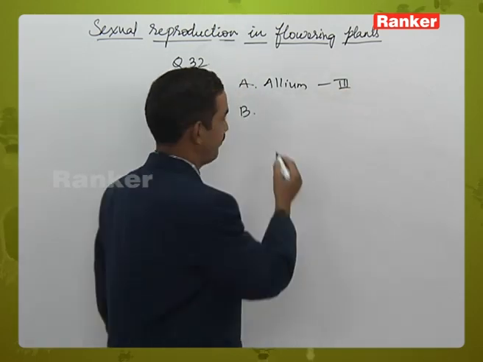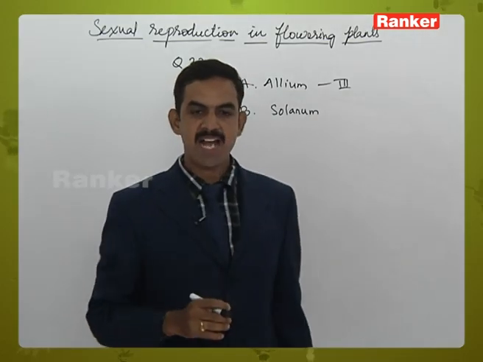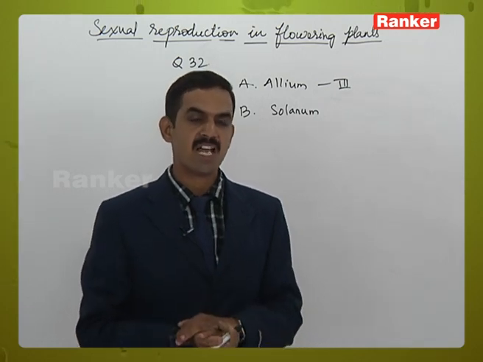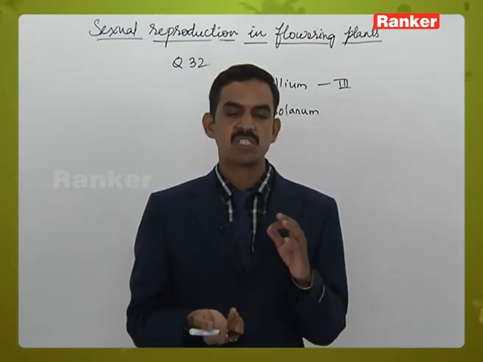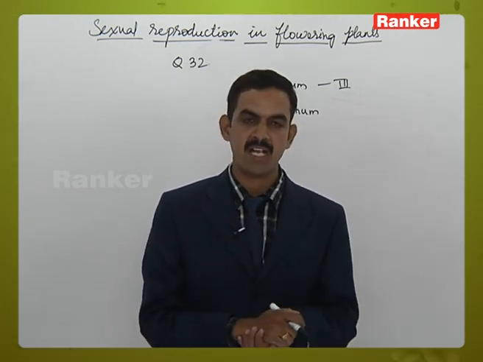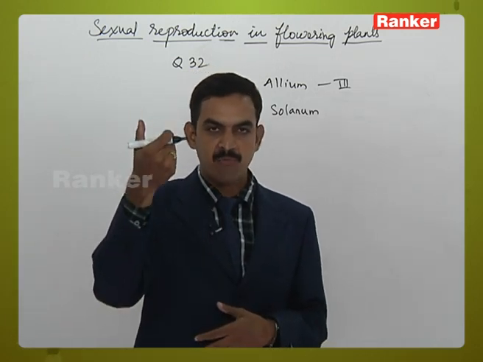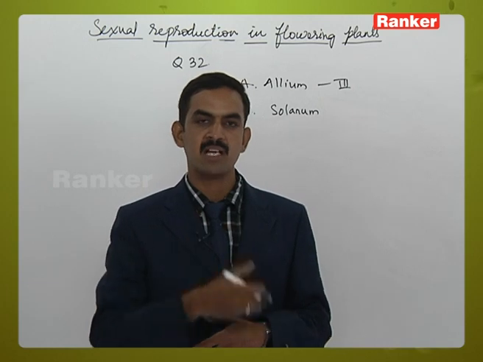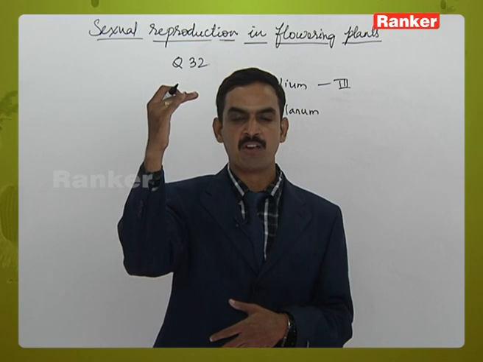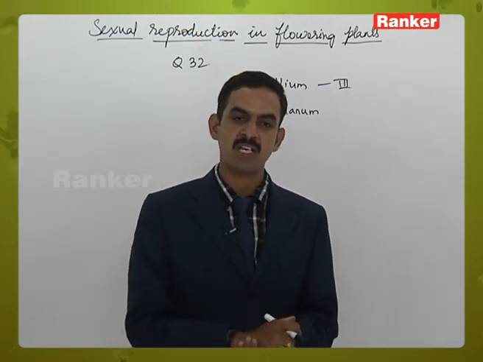B is Solanum. Solanum is a plant which belongs to the Solanaceae family, and this shows the cymose type of inflorescence. In the cymose type of inflorescence, the peduncle growth is restricted by the formation of a flower at the tip of the peduncle, and the further flower formation takes place towards the downside. So the oldest flower, the first formed flower, will be at the top, and the last formed flower will be at the base of the peduncle.